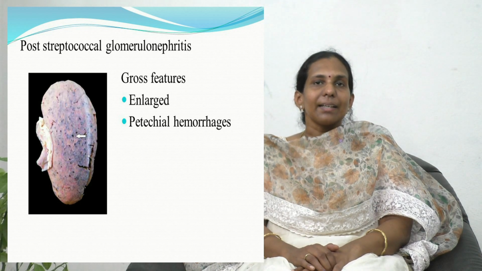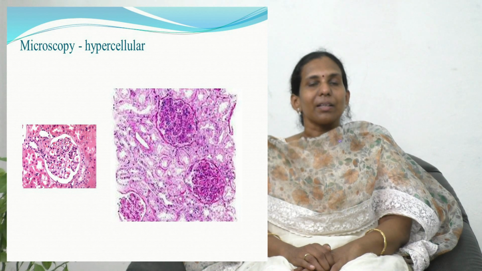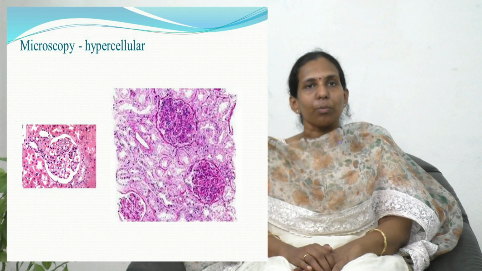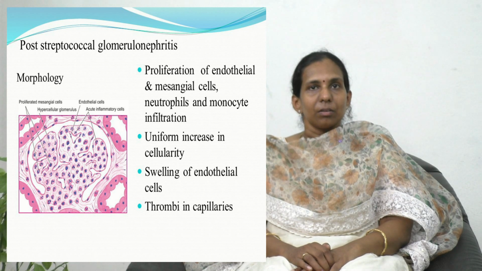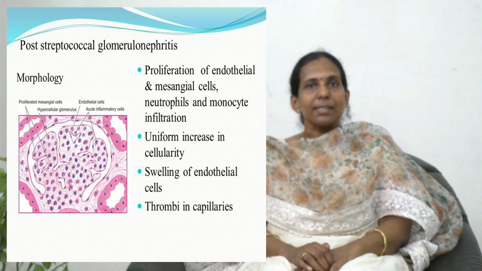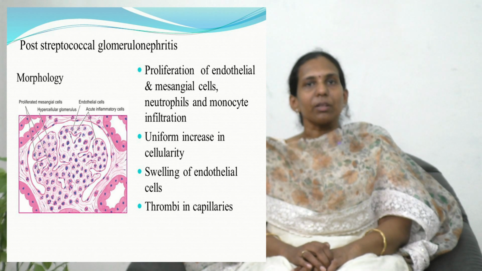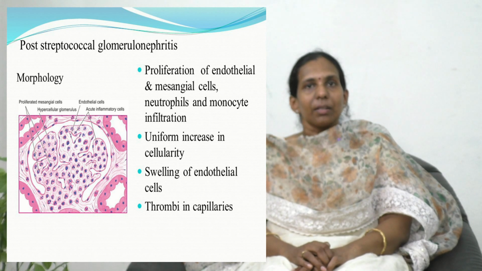Grossly, the kidney is enlarged with the external surface showing petechial hemorrhages. Microscopy: the image on the left side is the normal glomeruli. The right side image shows the glomeruli which are hypercellular. There is proliferation of the endothelial cells and mesangial cells along with neutrophilic collection because of the bacterial infection. There is uniform increase in the cellularity.